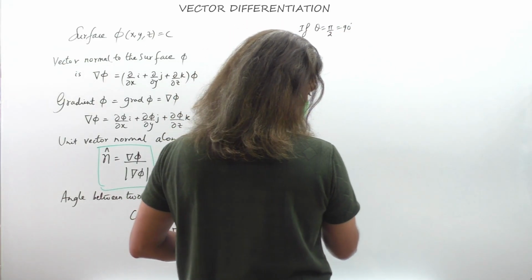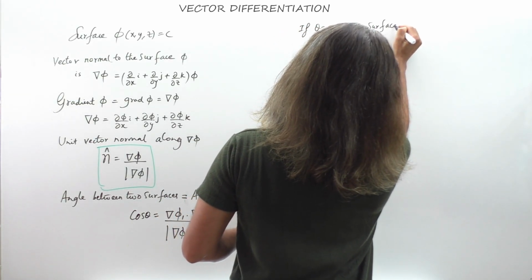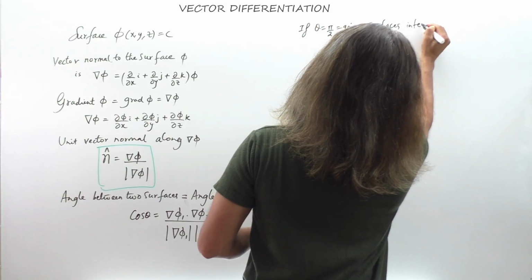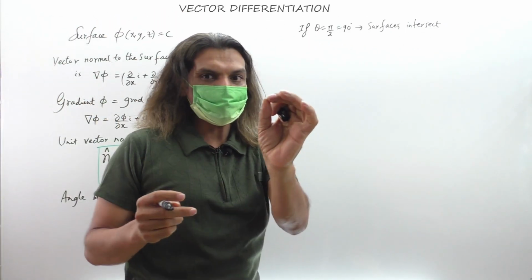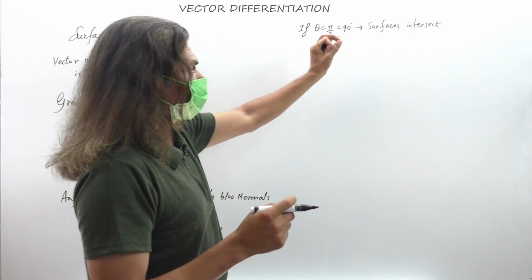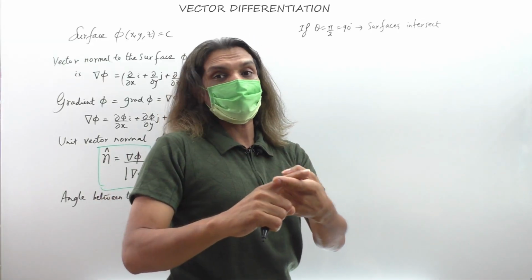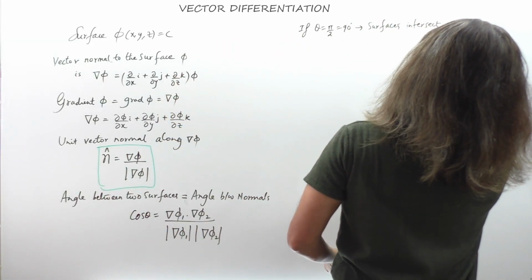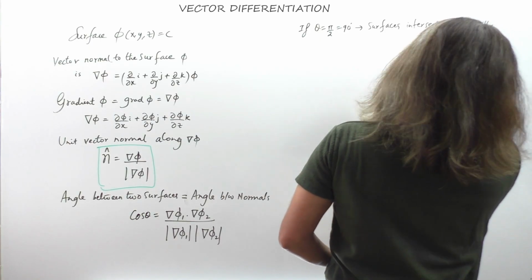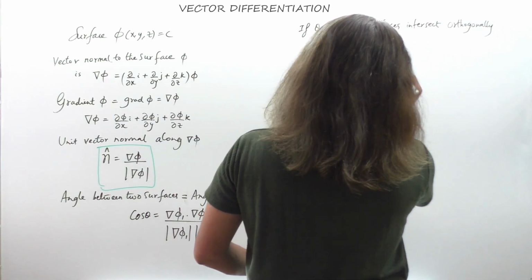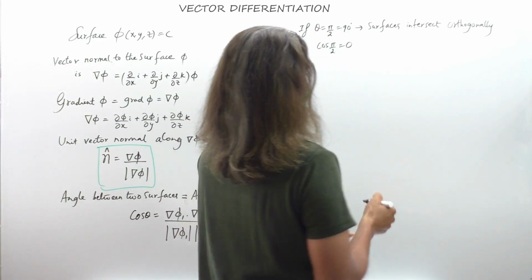Now, if theta is equal to pi by 2, means what? 90 degrees, correct. So, for surfaces that intersect at 90 degrees, there is a definition for it. If theta is equal to 90 degrees, the surfaces intersect orthogonally or perpendicularly. So, we write it as orthogonally. The surfaces intersect orthogonally.